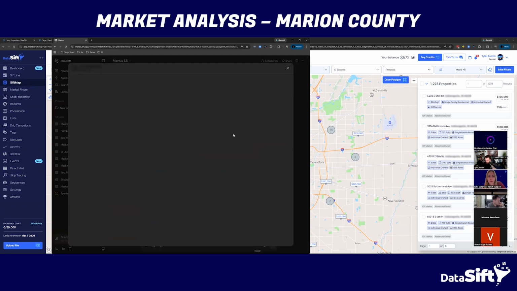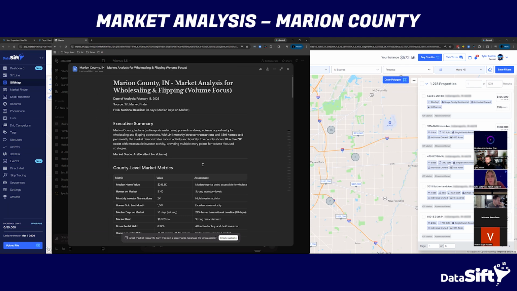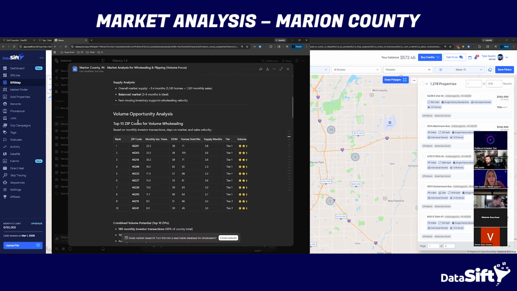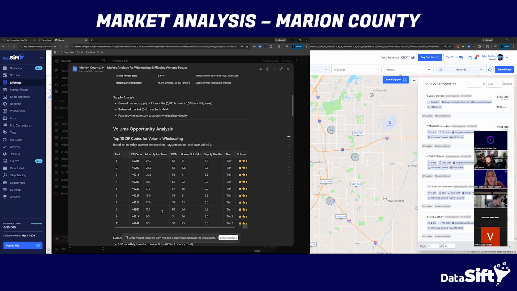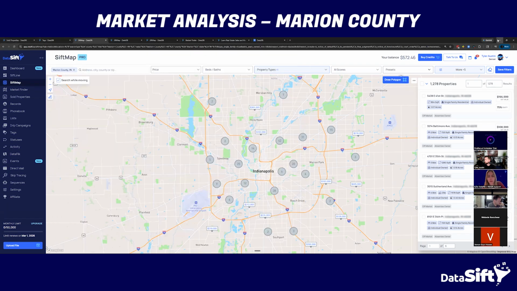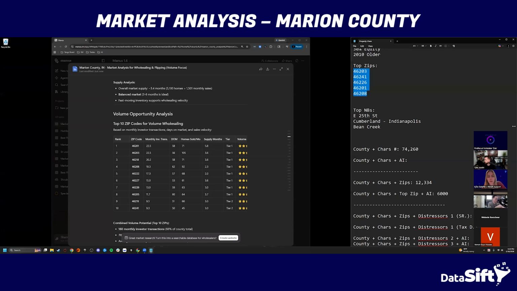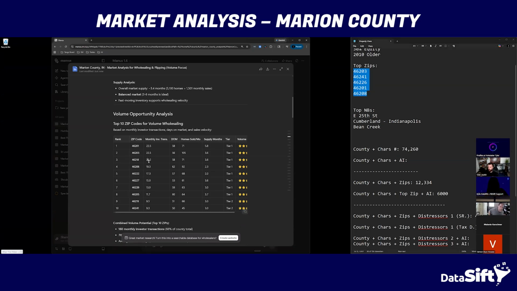Okay, so let's see what it gave us. It created a Word document and an Excel document. It told us our median sales, all that good stuff, and then top 10 zip codes by opportunity. Looks like it's pretty much the same.